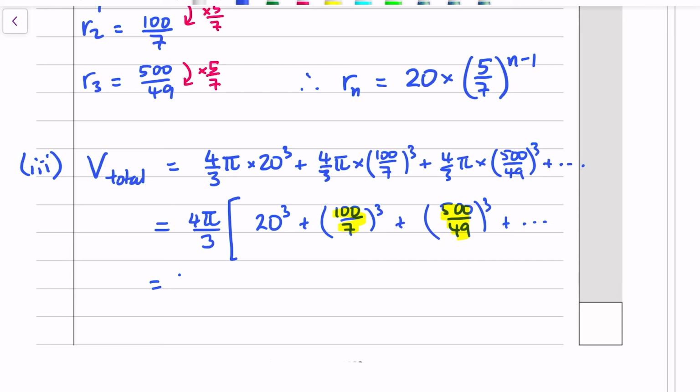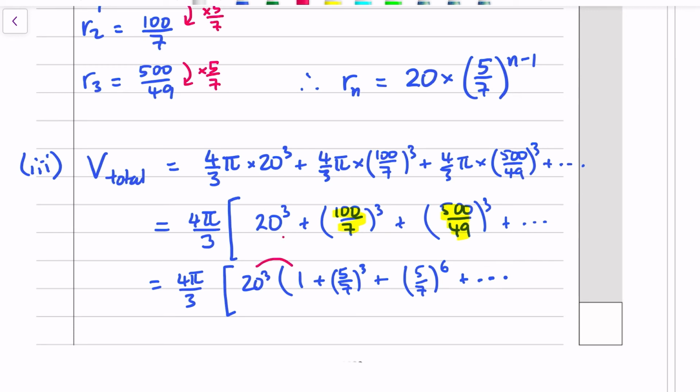So we've got 4 pi over 3 times 20 cubed times 1 plus 5/7 cubed plus 5/7 to the 6, and so on. Just think about where that came from. We've got 20 cubed times 1 is 20 cubed. 20 cubed times 5/7 cubed is 20 times 5/7 all cubed. 20 cubed times 5/7 to the 6 is, have I done that one right?